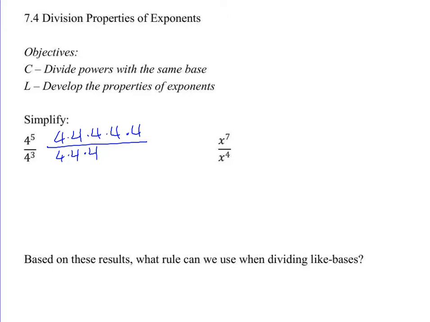Yeah, there's like a bunch of fancy ones here. 4 divided by 4 is 1. 4 divided by 4 is 1. 4 divided by 4 is 1. And what am I left with? 4 to the 2nd power.